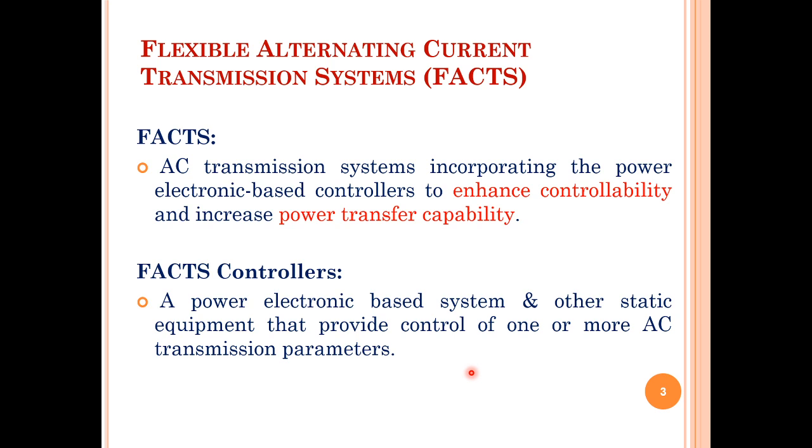What is meant by FACTS? FACTS is nothing but Flexible Alternating Current Transmission Systems. What is the definition of FACTS? It's an AC transmission system incorporating power electronic based controllers in order to enhance the controllability and also increase the power transfer capability. This is the basic definition of FACTS: power electronic based controllers to enhance controllability and increase the power transfer capability.